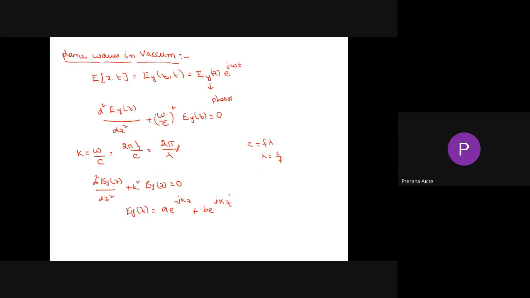Now, if the wave is propagating in the vacuum, then the phase velocity of these traveling waves v of p is equal to plus or minus omega by k, that is equal to plus or minus c. So the phase velocity for the wave propagating in a vacuum is equal to the velocity of light, that is 3 into 10 power 8 meters per second.